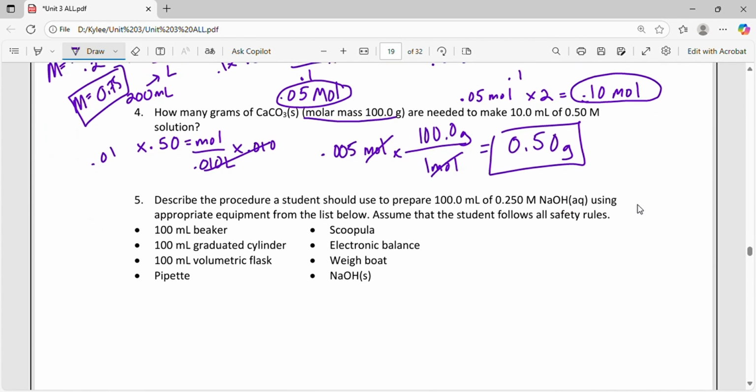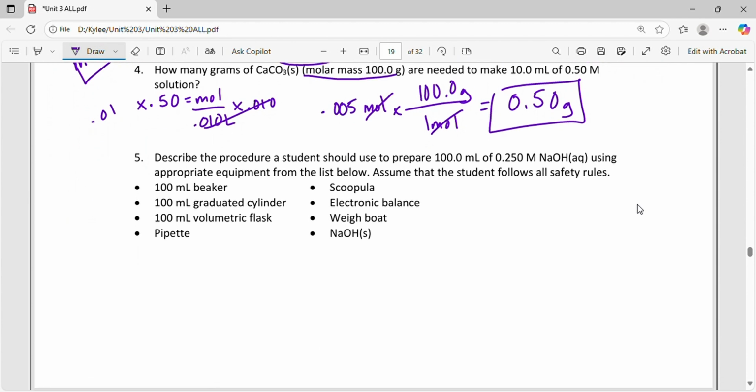Final question here, it says describe the equipment a student should use to prepare 100 mL of a 0.250 molar solution of sodium hydroxide using the equipment from the list. So first we're going to do our calculation because I need to know how many grams of sodium hydroxide I need to measure out. So I'm going to do a similar calculation to what I did on the last problem. I have my molarity equals moles over 0.1.